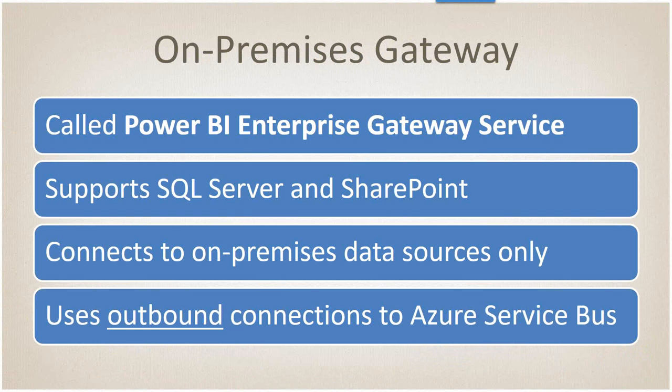It creates an outbound only connection to the Azure Service Bus. That's where all this stuff magically happens behind the scenes. All it does is look inside SQL Server and SharePoint, pull data out and shove it up into the Azure Service Bus. There's no way, at this point in time, evidently, to get the data to push back down. So it's only going out of your on-premises to online.